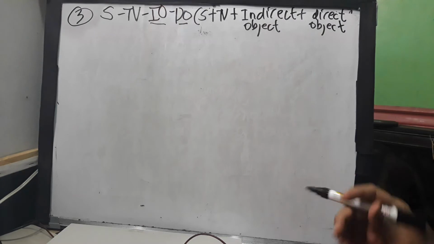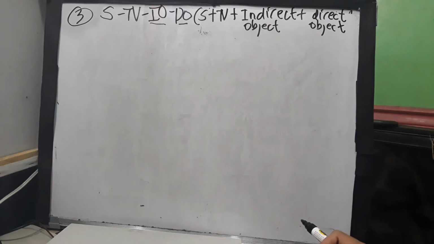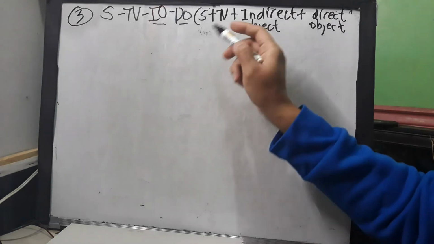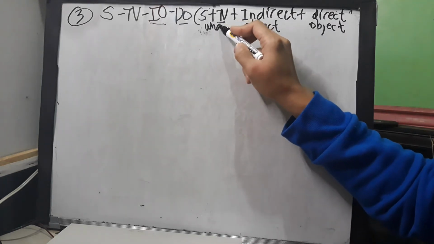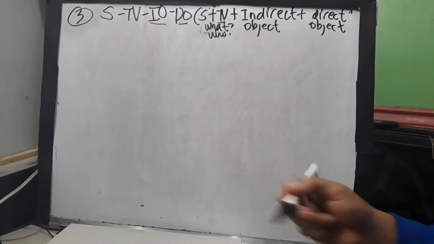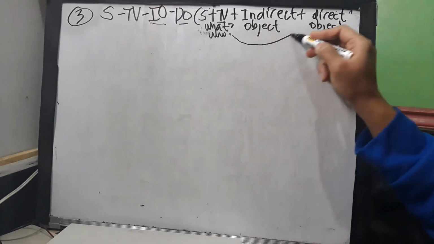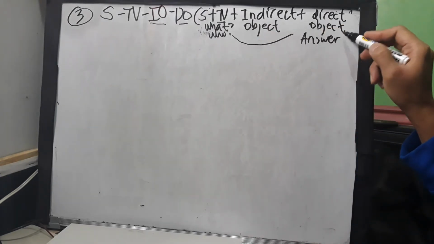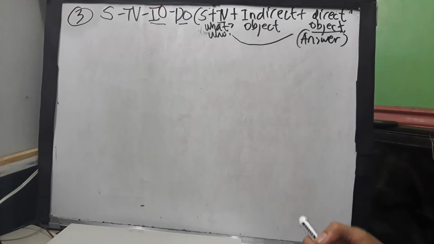Now, the question, teacher, is how to write pattern number 3. So, how do I know if I have an indirect object in a sentence? What is the clue? Okay, as you noticed before, what is your clue for a transitive verb? We have the clue here, what and who. And guys, what is the answer to the question what and who? The answer is definitely your direct object.